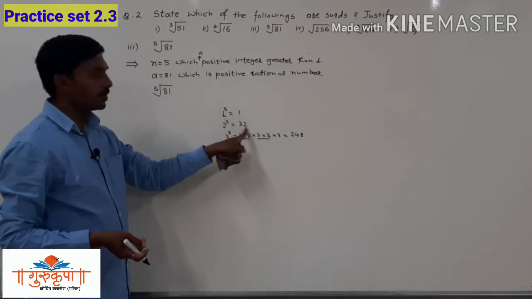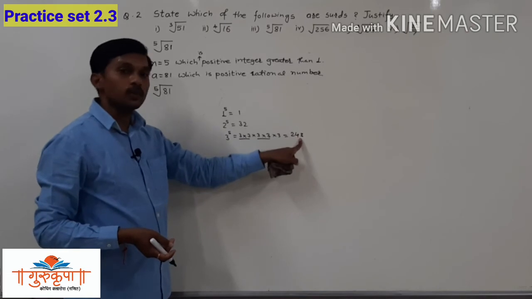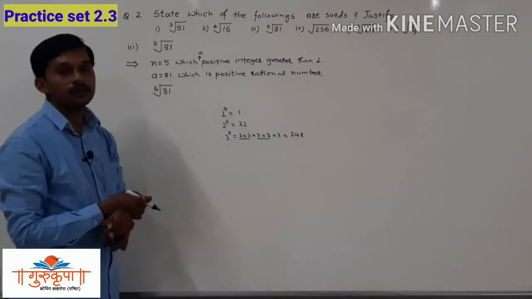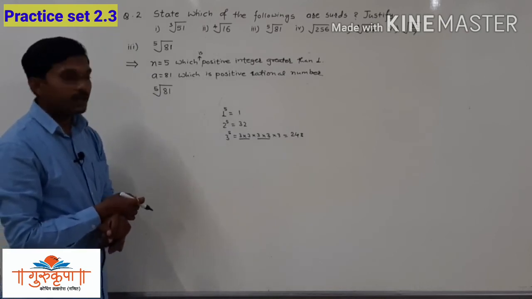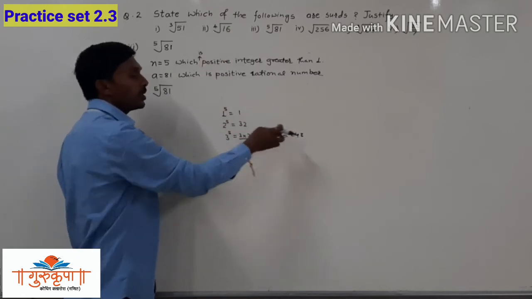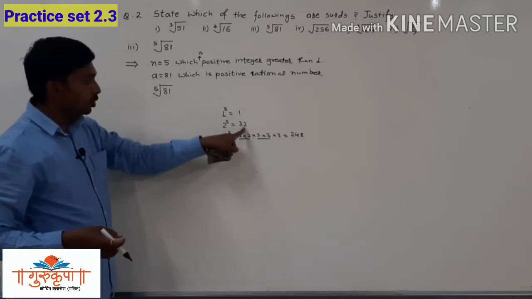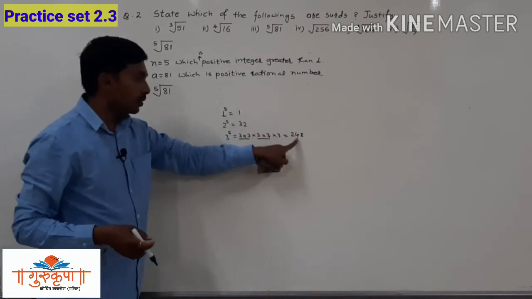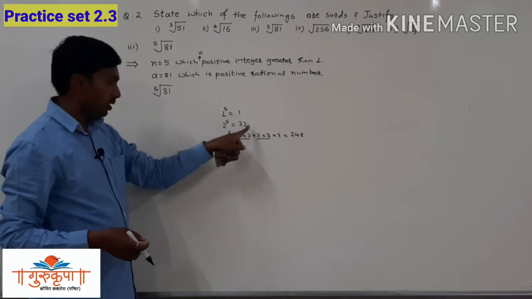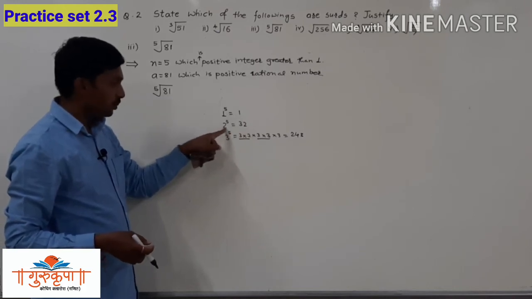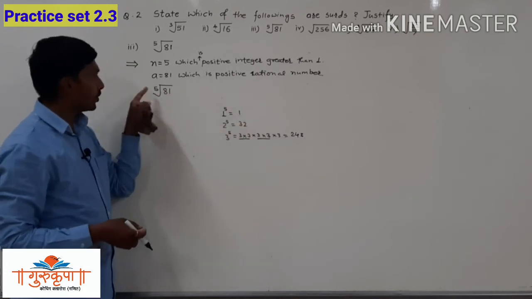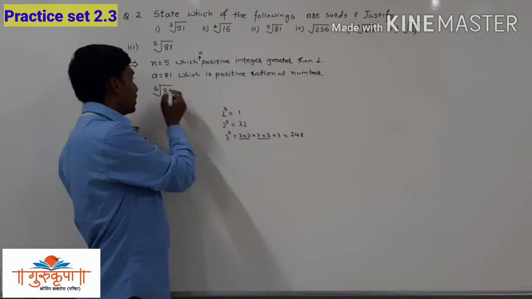1 is there, 32 is there, and then we have 243. It means that between 32 and 243 we are not able to find the fifth root of those numbers. Fifth root of 32 is 2, fifth root of 243 is 3. So there is no number between 2 and 3 to get the fifth root of 81. So here this is an irrational number.